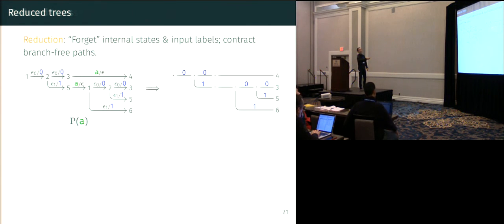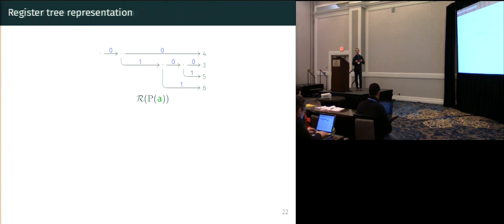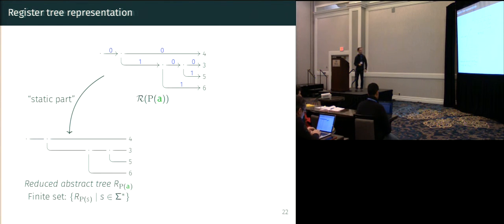And furthermore, all branch-free paths can just be contracted by removing intermediate states or nodes and concatenating the labels on the paths. And what we obtain is what we call a reduced path tree. Such a reduced path tree can be seen as being comprised of two parts. One is a static part called an abstract reduced tree, which is obtained by forgetting, furthermore, the labels on edges. And the set of all such trees is finite now, since it's bounded by the number of ordered full binary trees with k leaves, where k is the number of states in the transducer.